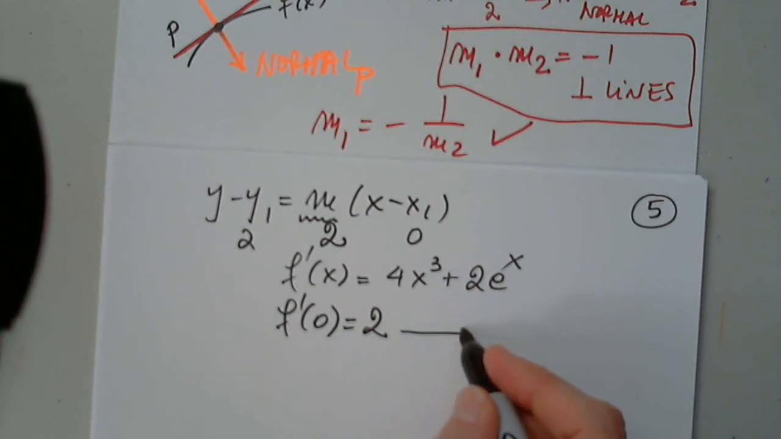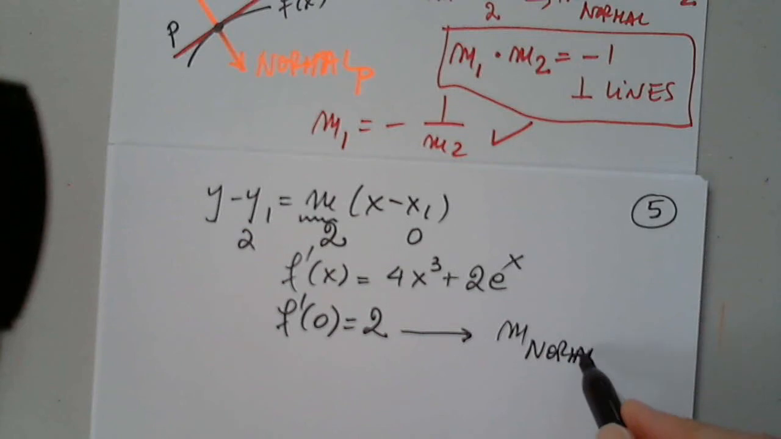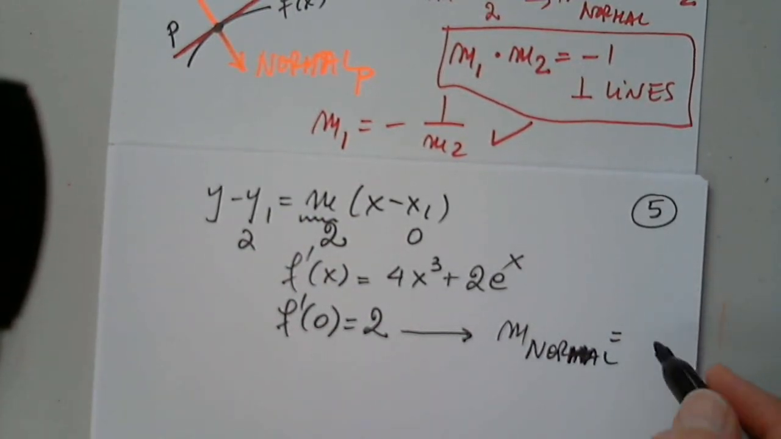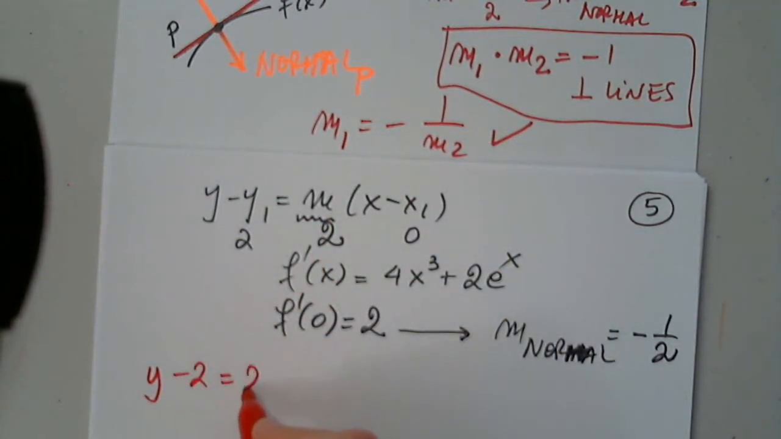If the slope of the tangent is 2, what is the slope of the normal? Normal. Negative 1/2. Negative 1/2. Thank you so much. Okay, so then I plug in 2, so y minus 2 equals 2x, and y equals 2x plus 2 is the tangent.